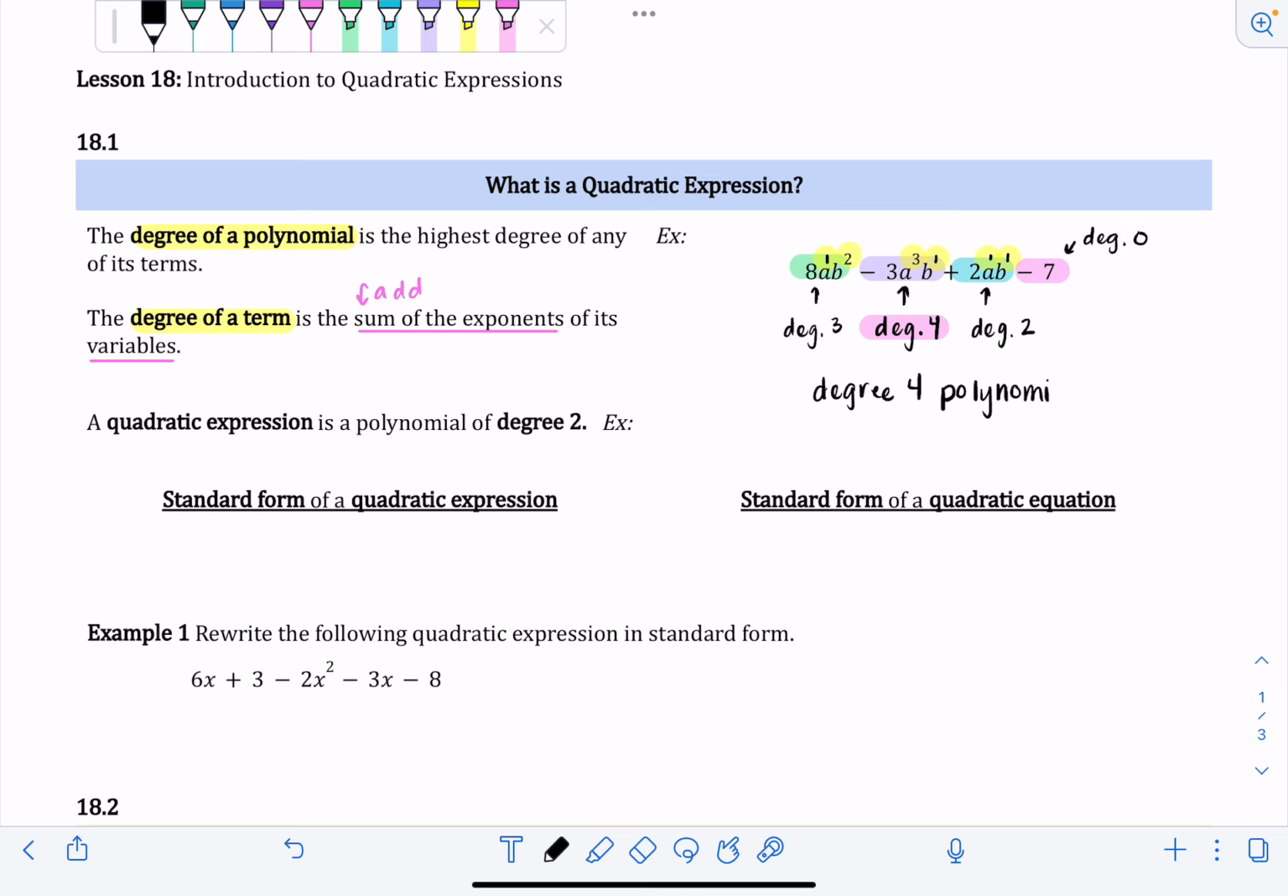For the individual terms, individual pieces, yes, you add the different exponents over the variables, but once you have all the terms, then you just take the highest one, and that's the degree of the entire polynomial, which is this whole thing, all the terms together.